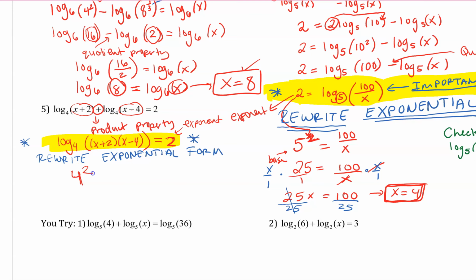So this becomes 4 to the power of 2. And then whatever was inside the log is the result. It's what you get after you raise the base of 4 to the power of 2. So then I get this: 16 is equal to x plus 2 times x minus 4. And then what you have is a quadratic equation. So this is another important part. This is now a quadratic equation.